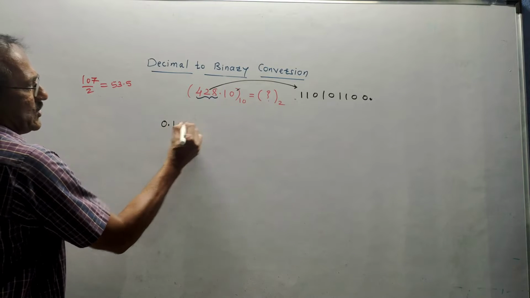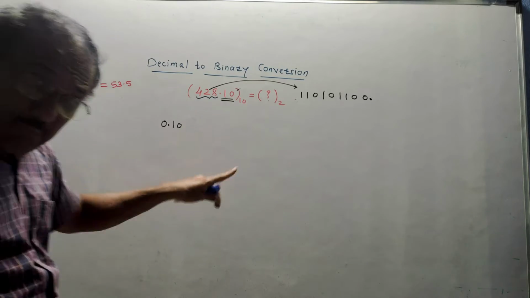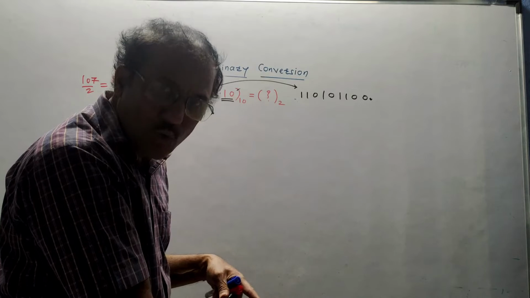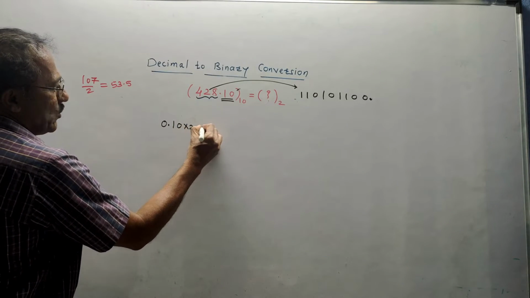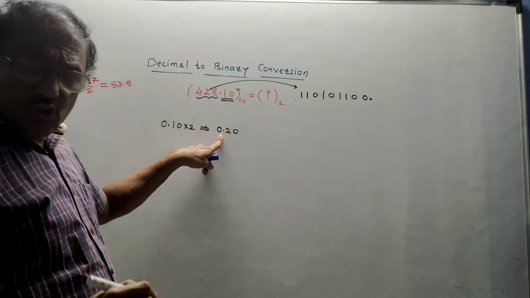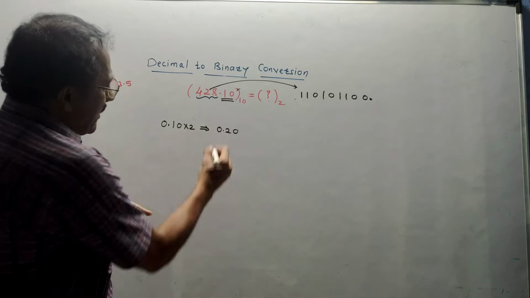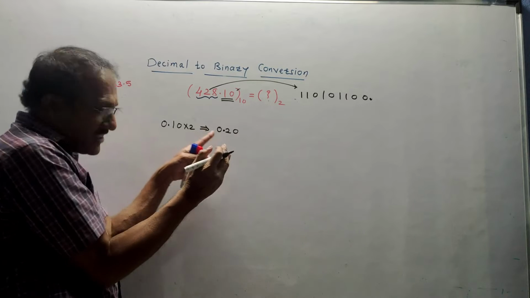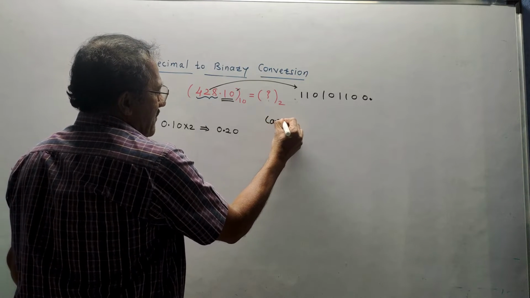This fractional part is 0.10, multiplied by 2. Do remember like this: for the integer part, I divided the number by 2; for the fractional part, multiply by 2. So if you multiply it by 2, the answer will be 0.20. There is no integer part. See, this is the decimal point, and there is no digit before the decimal point. It is 0. So I will write this column as carry.